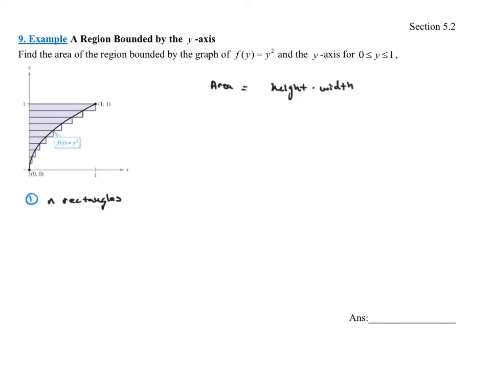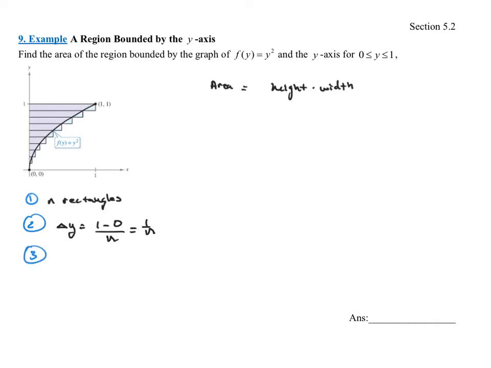So number 2, let's think about the width of every single rectangle. Well, the width now is not the change in x. The width is now the change in y. And that's going to be the top y value, which is 1, minus the lowest, which is 0, divided by the number of rectangles. So now this is 1 over n. So the width of every single rectangle is 1 over n in this case.